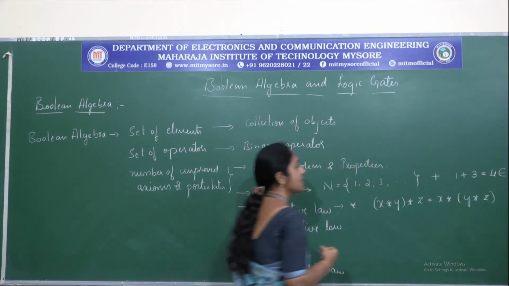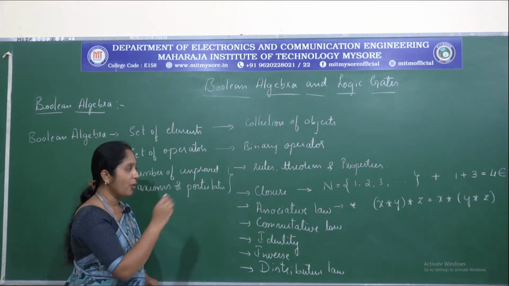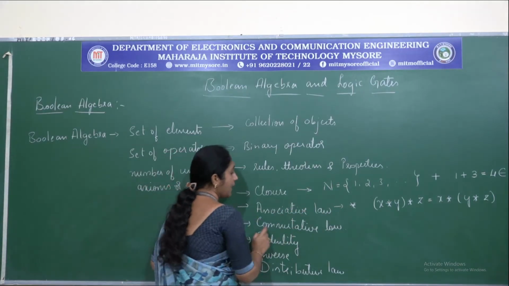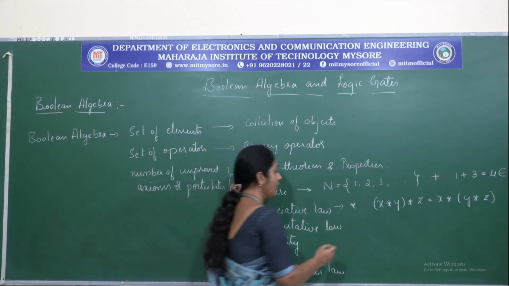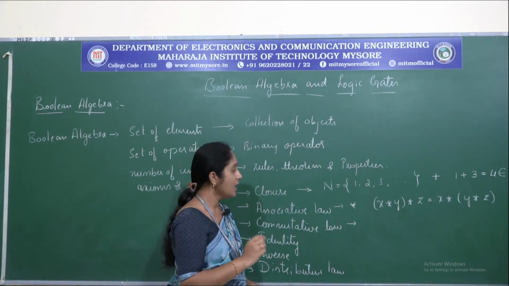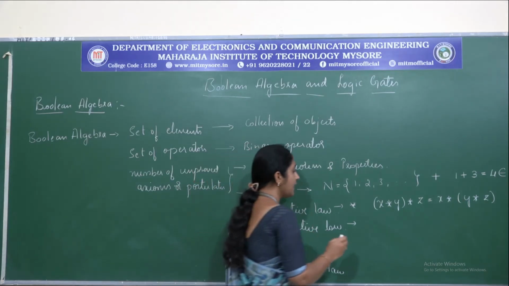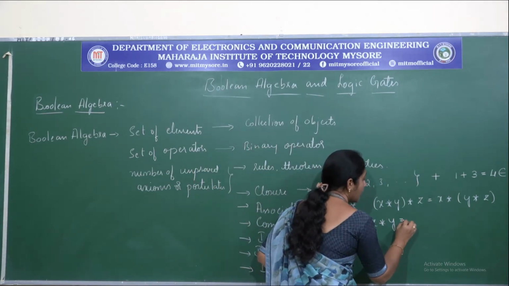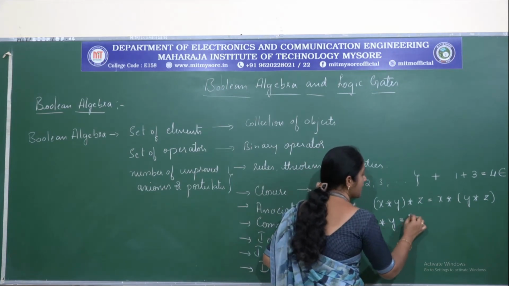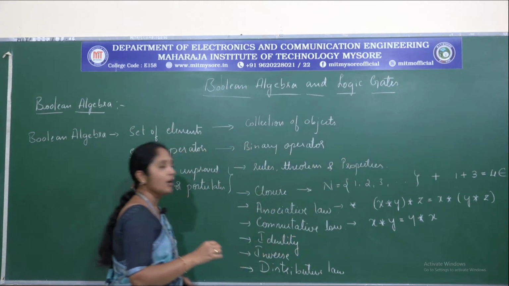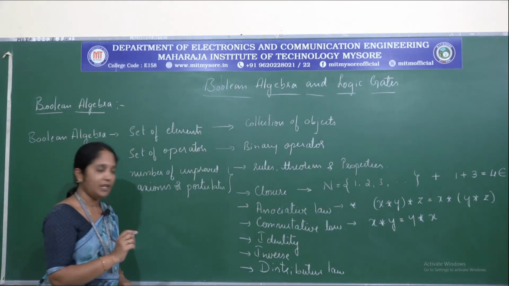So whenever we have such a relation, then we say the operator star is associative on a set. Next is the commutative law. The binary operator star on a set S is said to be commutative if we have this relation, that is x star y is equal to y star x. If it satisfies this, then we say it is commutative.